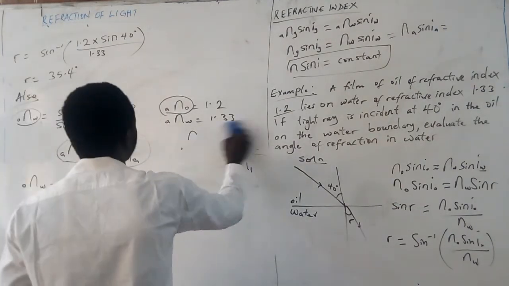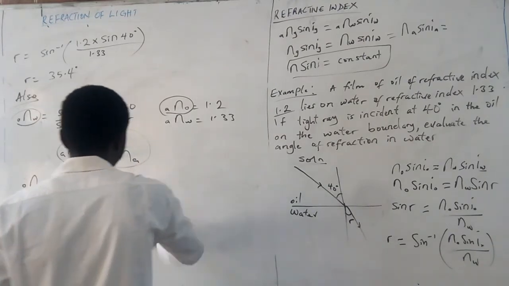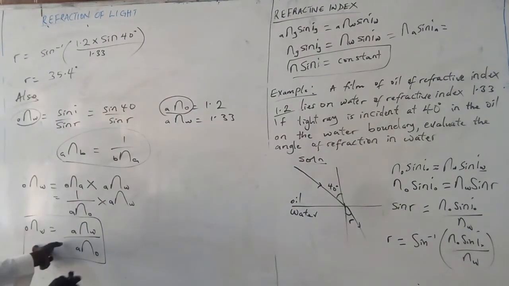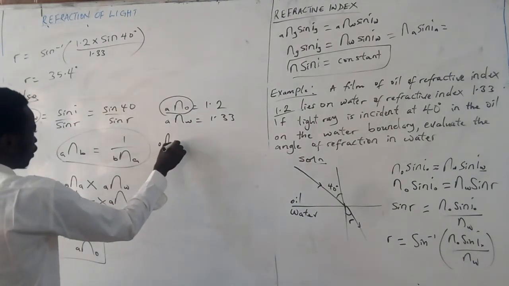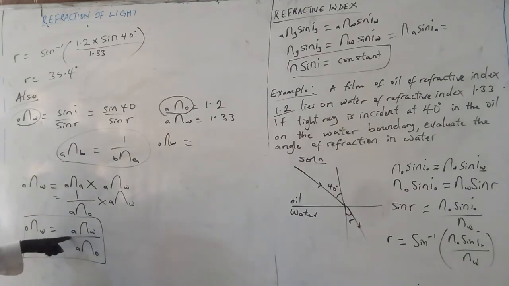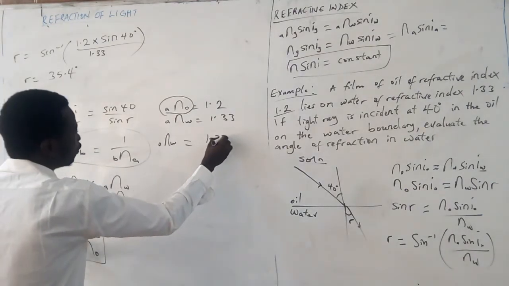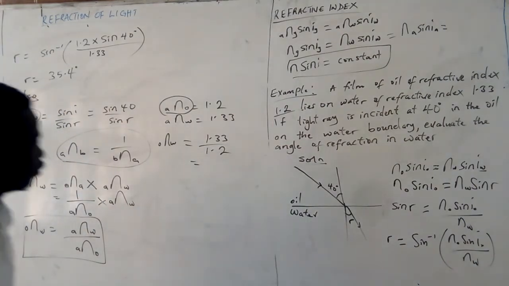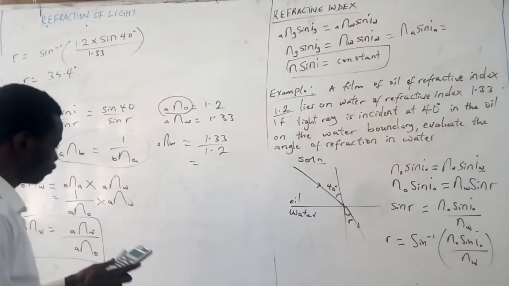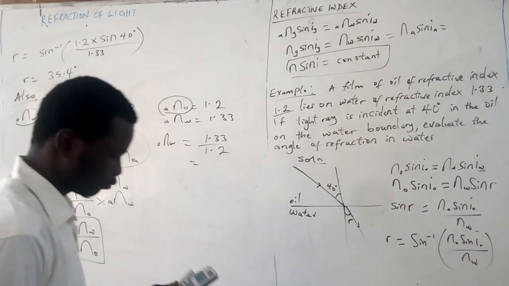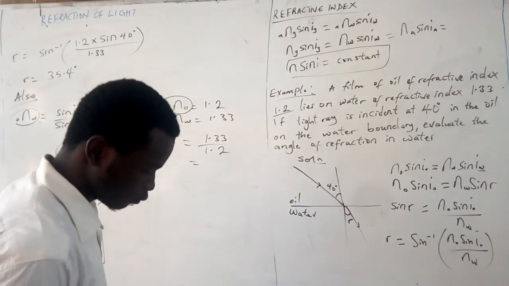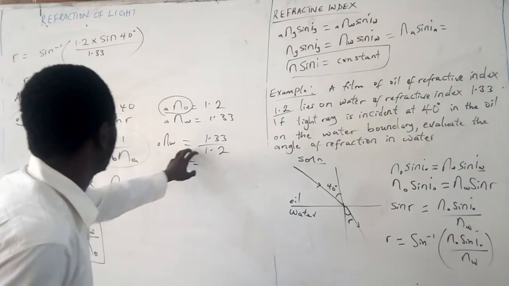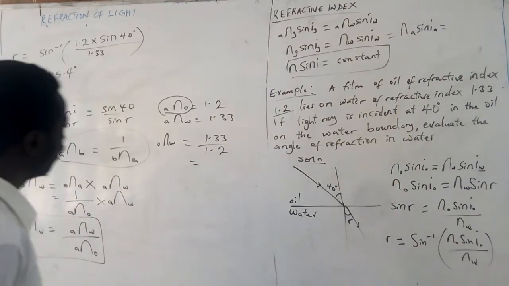So from here now, we can find this by saying from oil to water is equal to refractive index from air to water, which is 1.33, over 1.2. So let's leave it this way so that we will not be approximating any value.